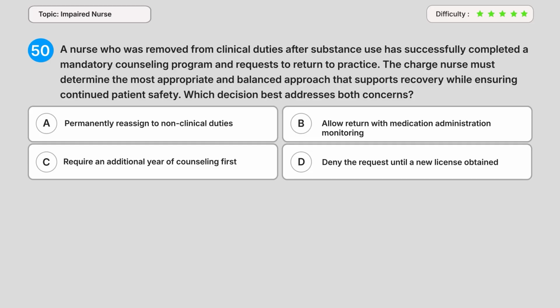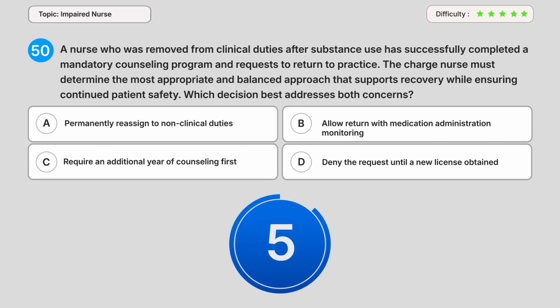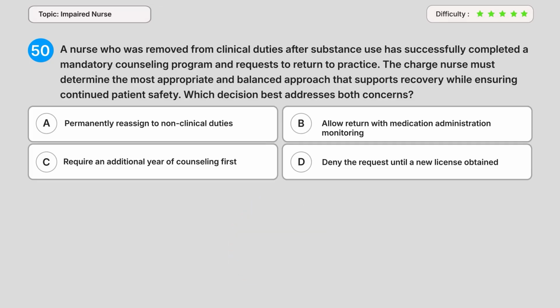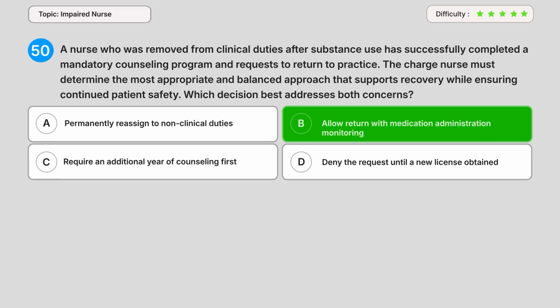A. Permanently reassign to non-clinical duties. B. Allow return with medication administration monitoring. C. Require an additional year of counselling first. D. Deny the request until a new licence is obtained. Do you know the answer? Correct answer, B. Allow return with medication administration monitoring.